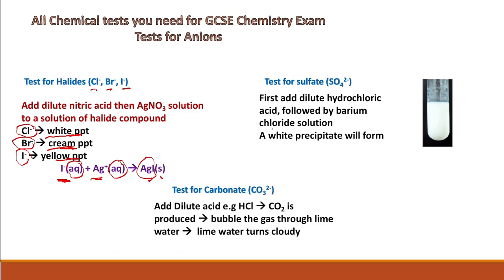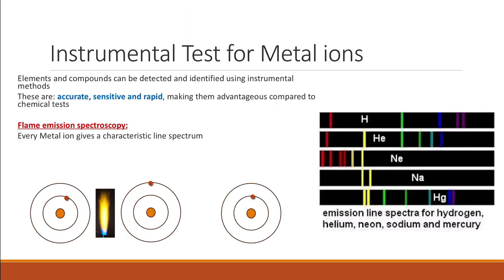Test for carbonate, you need to add dilute acid like HCl. Carbon dioxide will be produced. You need to bubble the gas, which is the carbon dioxide, through lime water. The lime water will turn cloudy. So this is the test for carbonate.